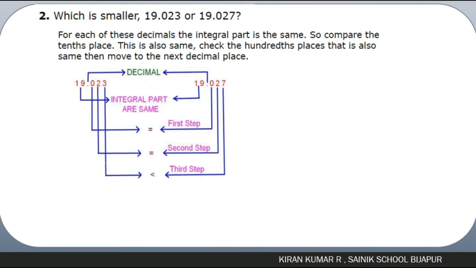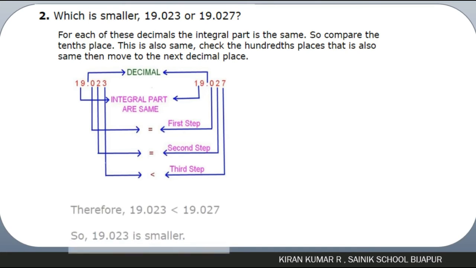Here diagrammatically it has been explained. 19.023, the integral parts are equal. Now the decimals are to be compared. A 0 is there in the first tenths place, they are equal. Hundredths place 2 is present, they are equal. Thousandths place 3 is smaller compared to 7.